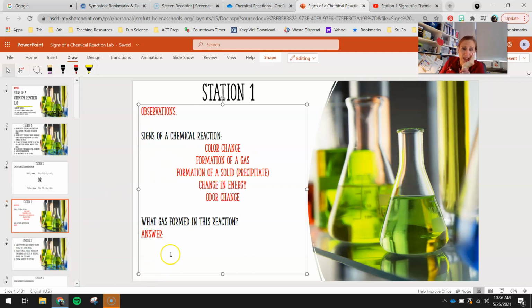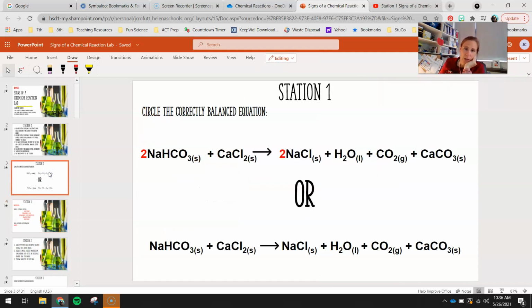Okay, and then finally, you guys, for most of these, will have some kind of question to answer. This is a great one that I want to go through with you guys because it talks about the gas being formed in this reaction. If you guys just watch the video, you're probably not going to have any clue what gas is being formed. You might see bubbles being produced or some kind of steam or smoke, but you're not necessarily going to know what that is unless you look at the chemical equation.